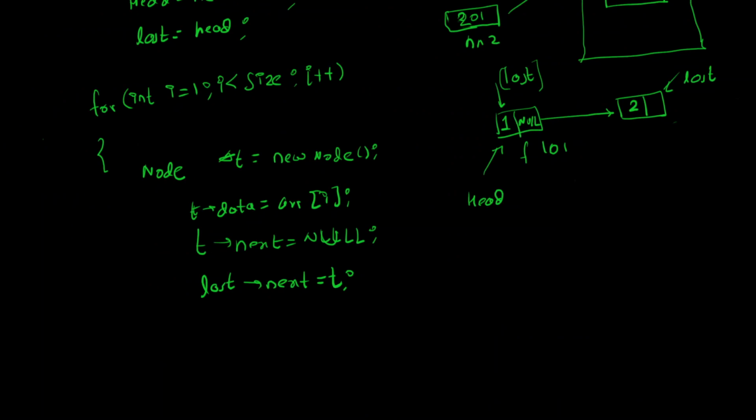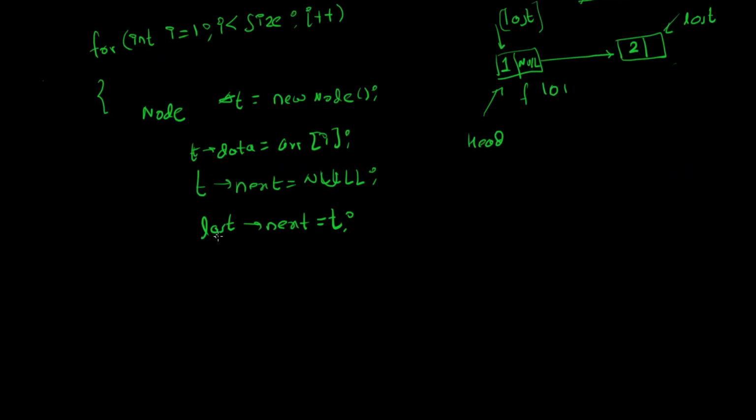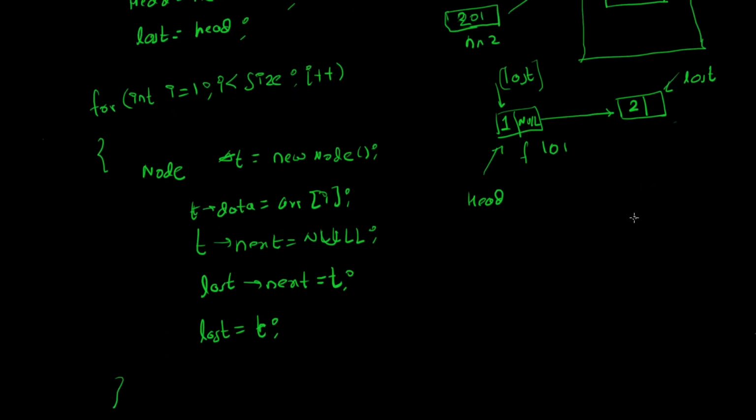Why have we not used head? Now you know why. If we had moved head, we will move head there, and then how will we know where's the starting of the linked list? That's why we're not changing head. So this is done. Now we have to move last, so we say last is equal to t, and this is done. We have created a linked list from an array.